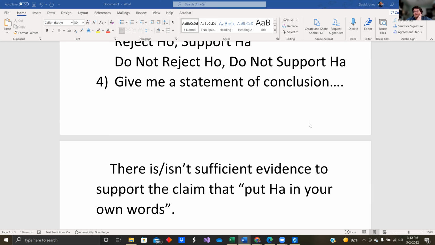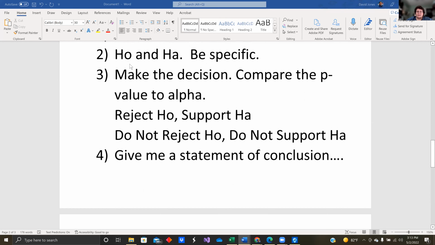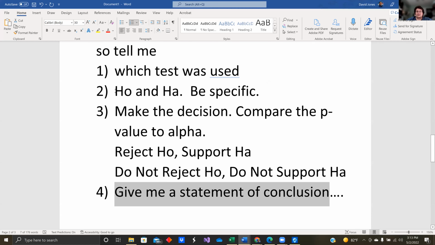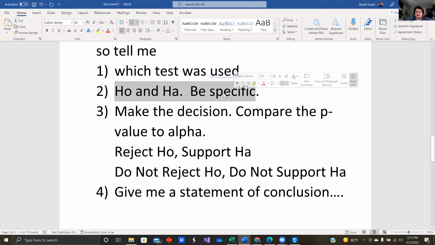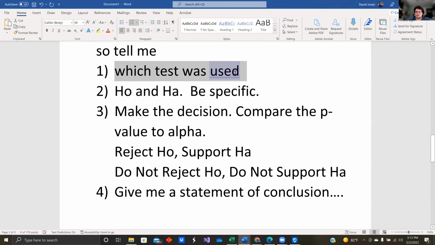This should be easier than the midterm, since most of these tests are all the same. The only thing that's really different is the H naught and the HA. The steps for making a decision all stay the same. Your process and the conclusion all stay the same. The only thing that's different is H naught and HA, and that is very much dependent on which test was used.